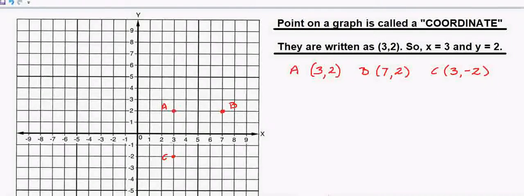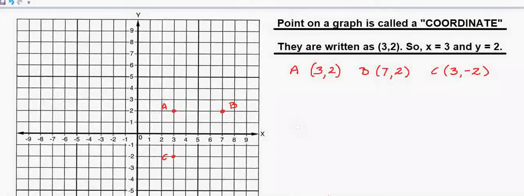Okay, so if you look at the graph, above 0 the numbers are all positive, 1, 2, 3, 4. Beneath 0 they're minus numbers, minus 1, 2, 3, 4, 5. So exactly the same as a number line. And the x-axis exactly the same. To the right it's positive, to the left it's negative.